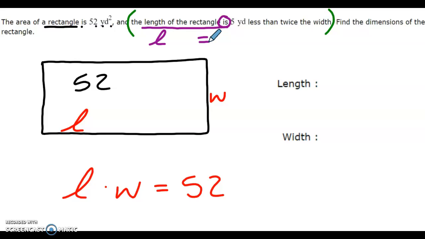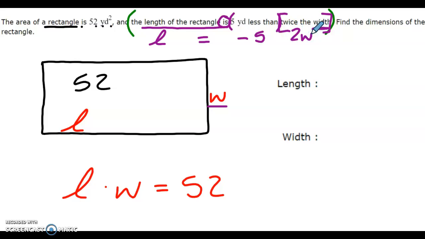So now we're looking at this 5 yards less than expression. Well, you think about if my brother is 5 years younger than me, his age is 5 years less than mine, you would take my age and just do what? Subtract 5. So 5 less than something is just minus 5. Now 5 yards less than what? Twice the width. You know, the word twice means 2 times something, and the width is represented as that W variable. So you have 2W.